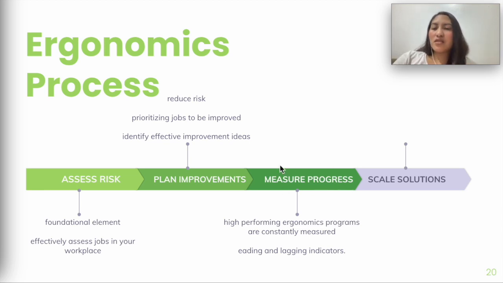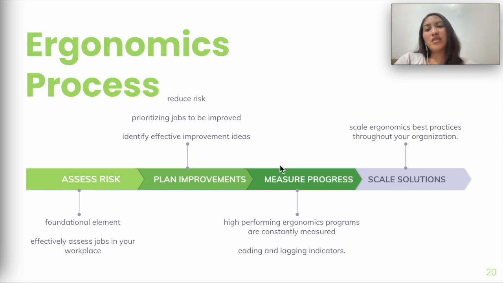And then the last is to scale solutions. By establishing a common set of tools to train your workforce, assess risk, plan improvements, measure progress, and design new work processes, you'll be able to scale ergonomics best practices throughout your organization. Usually, to scale solutions means to have different sets of solutions depending on the size of the situation. Okay, so that is the ergonomics process.